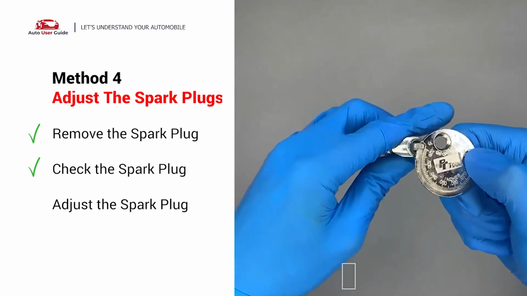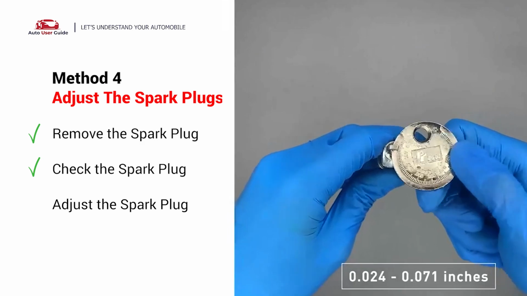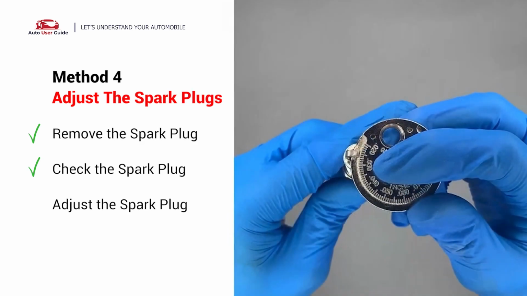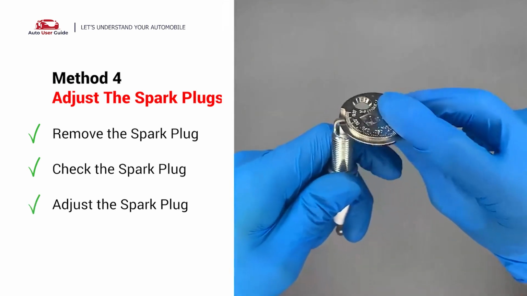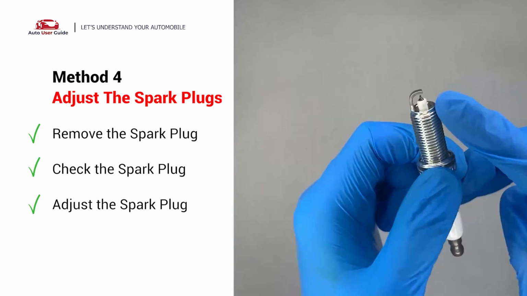Normally, spacing should be between 0.024 to 0.071 inches. As you see, the spacing of this spark plug is a bit low. Use the spark plug gapper to increase the spacing back to the normal range. But if you see there is obvious damage on the spark plug, just simply replace it with a new one.